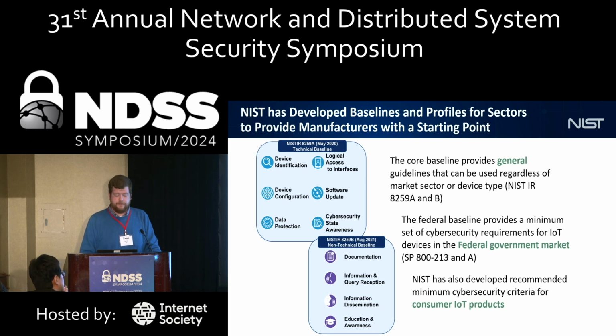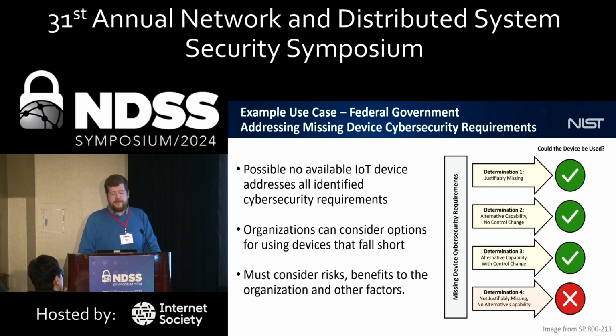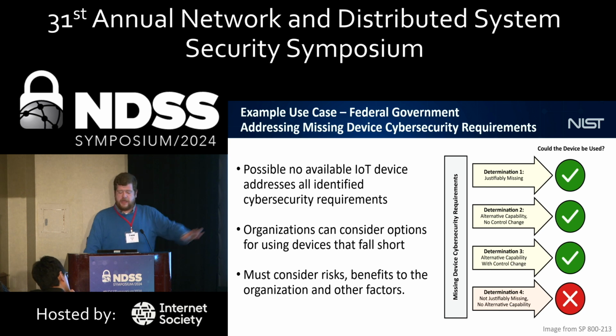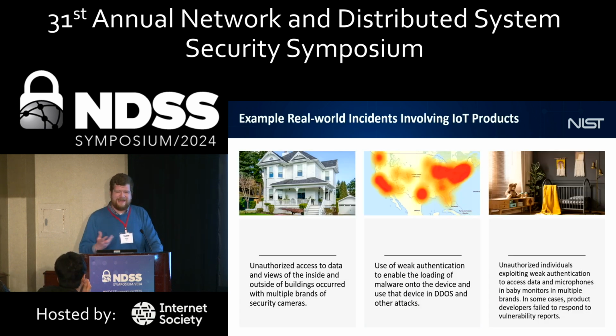But even with all these interactions, this graphic is taken from SP 800-213, our federal government document, and you still may not be able to actually use the device. It may not meet your requirements at the end of the day. Even in this determination four, this document was written only a couple of years ago. Unfortunately, and even since, realistically, plenty of devices go used even if they don't meet your requirements. I can't speak to anything I've heard of directly in the federal government, but that's perhaps the problem in many cases that leads to these real-world incidents involving IoT.